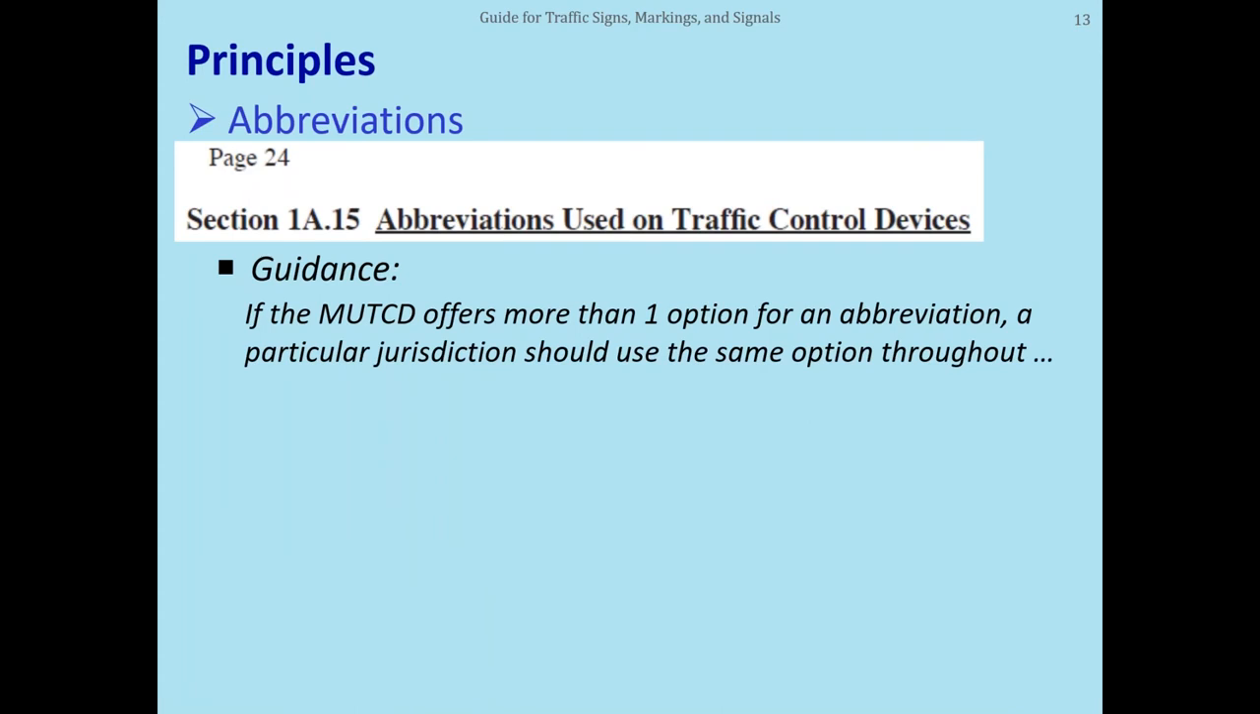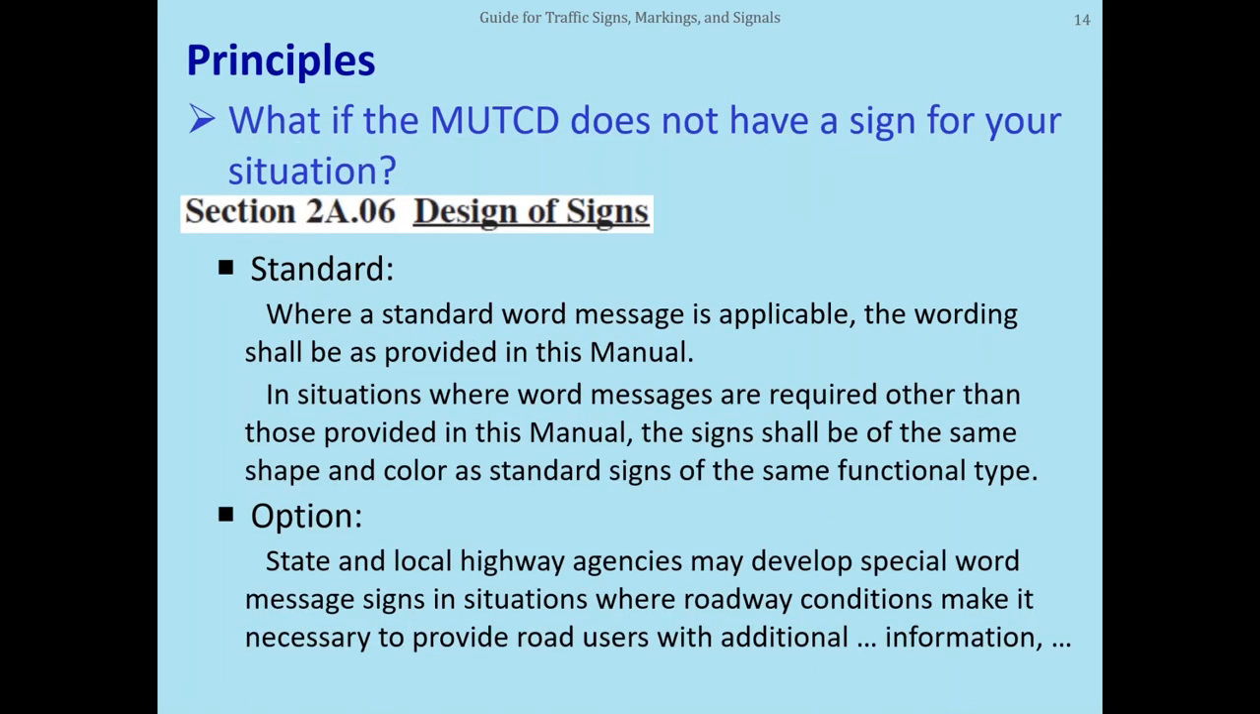The manual also suggests that for your particular jurisdiction, where there are multiple options for an abbreviation, you pick one of those options and stick with it throughout your jurisdiction. The manual also recognizes that in spite of the hundreds and hundreds of examples and variations that they have, there are going to be some situations that they have not covered, and they give you the freedom to develop perhaps a new sign to address a situation not covered in the manual, but your sign is supposed to adhere to the principles you find in the manual.